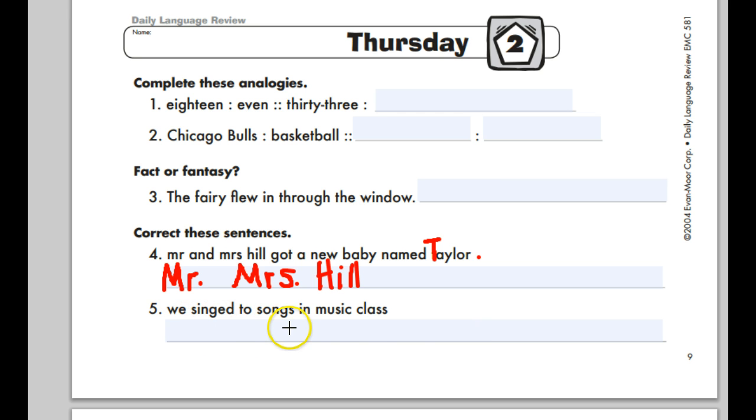We singed 2 songs in music class. Capital W for we. We don't say singed. This is another irregular verb like we learned about last year, where we don't use an ed to show past. We change the word. We sang. And is this the correct 2 songs? This is not the correct spelling of the number 2, because I'm assuming that's what they meant. We sang 2 songs in music class. So TWO is the number 2 in music class, period.